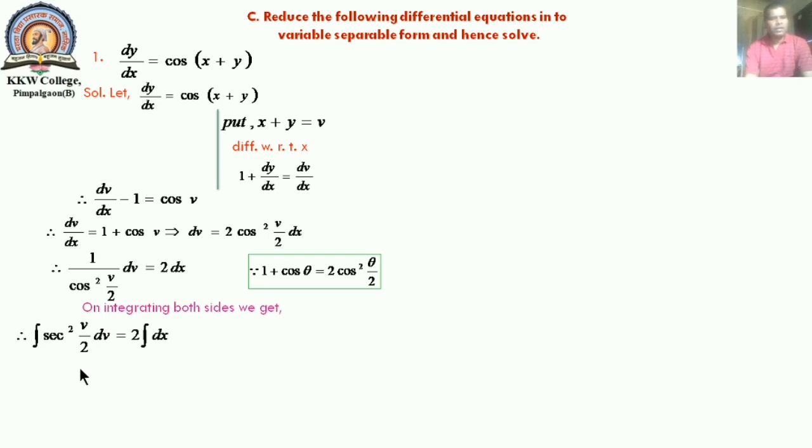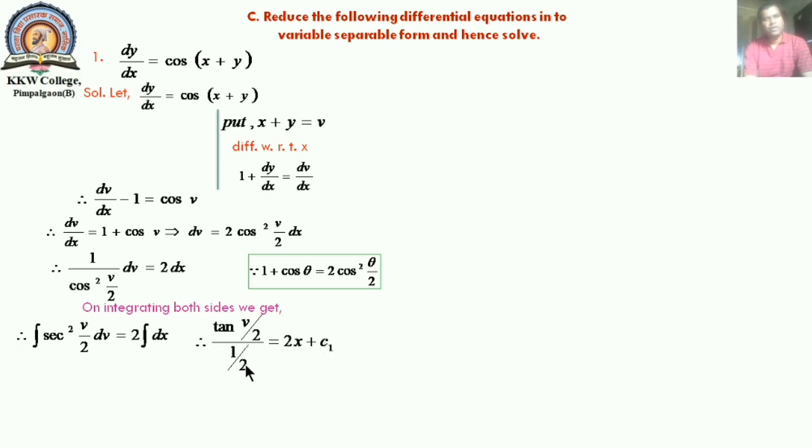So we know that, using the standard formula, integration of sec square x is tan x. Therefore integration of sec square v by 2 is tan v by 2 upon the coefficient 1 by 2. And 2 is constant, integration of dx is x, plus c, which is an arbitrary constant to add. So now, multiplying by 1 by 2 on both sides, we transfer these terms.